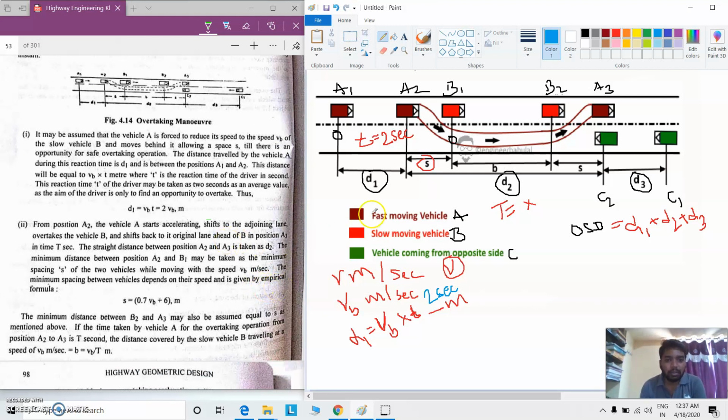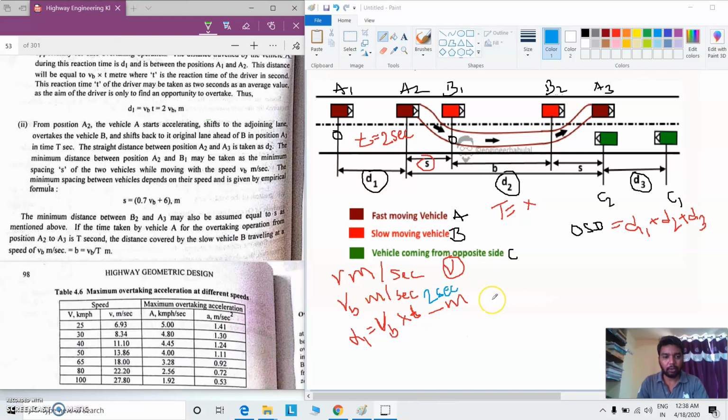Similarly, distance D2 and distance D3 are the distances traveled by vehicle A and by vehicle C. These distances I will discuss in the next video lecture. Stay tuned. Thank you.